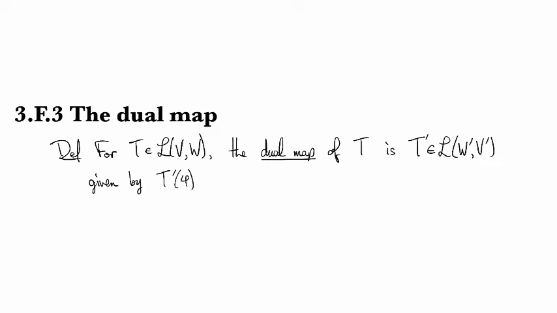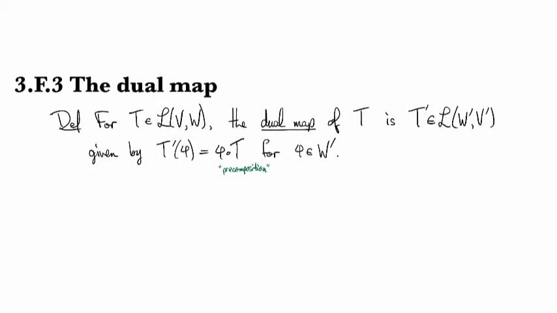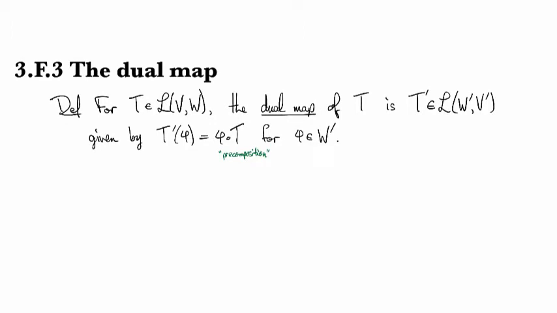So T prime of phi is defined to be phi of T, for any element phi of W prime. And so I will refer to this as precomposition from time to time, just to indicate that T is being applied to an element before the functional. All right, and so it's frequently handy to doodle out a little picture of what's going on here.